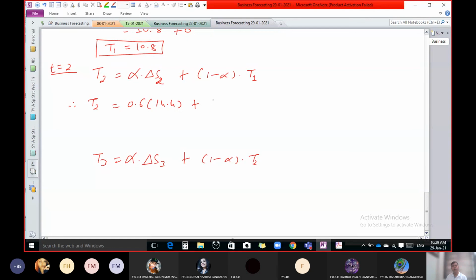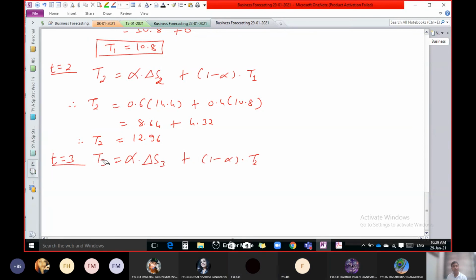What is 1 minus alpha? 0.4. And what is T1? 10.8. Okay, do this calculation. 0.6 into 14.4 is 8.64, plus 4.32. So the final answer is 12.96. Correct. Now take t equal to 3.